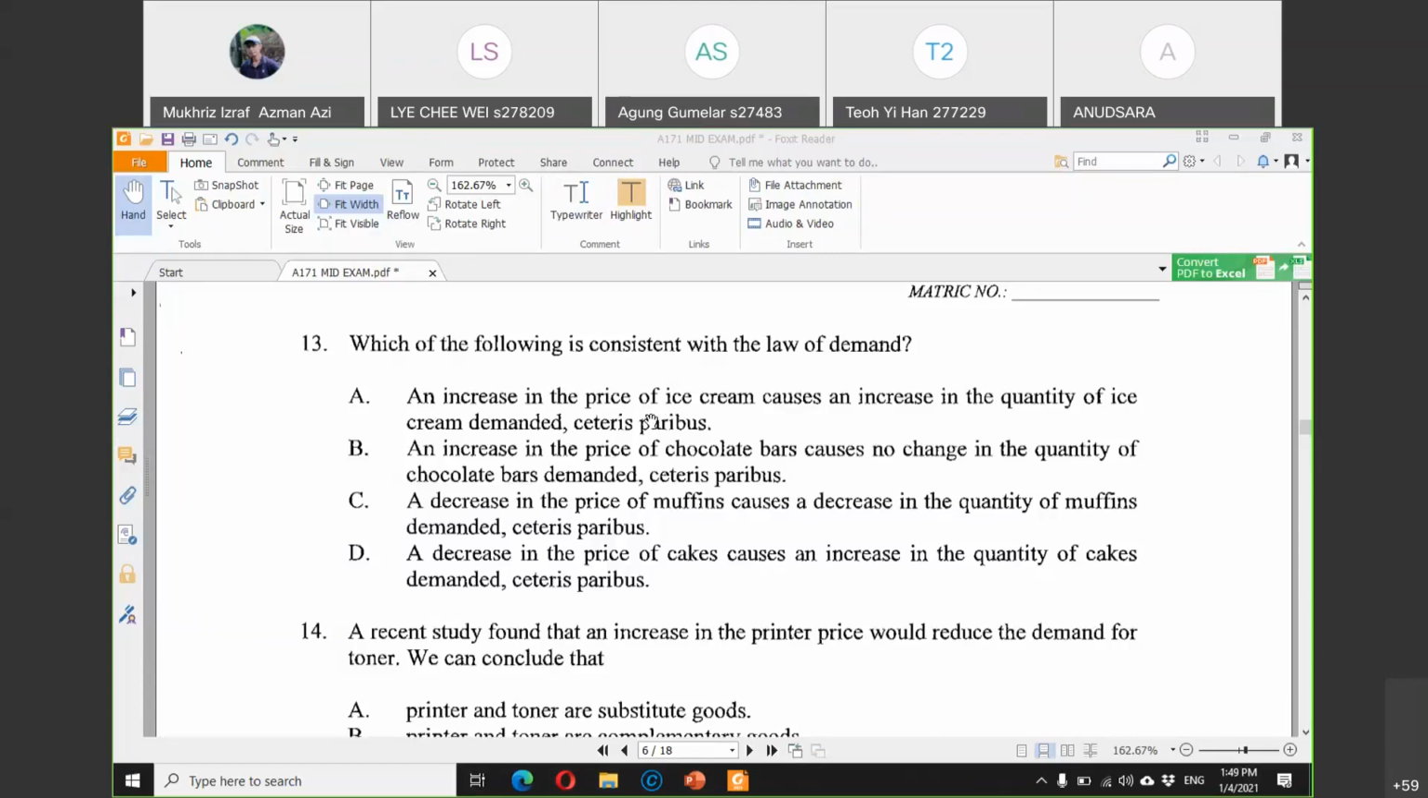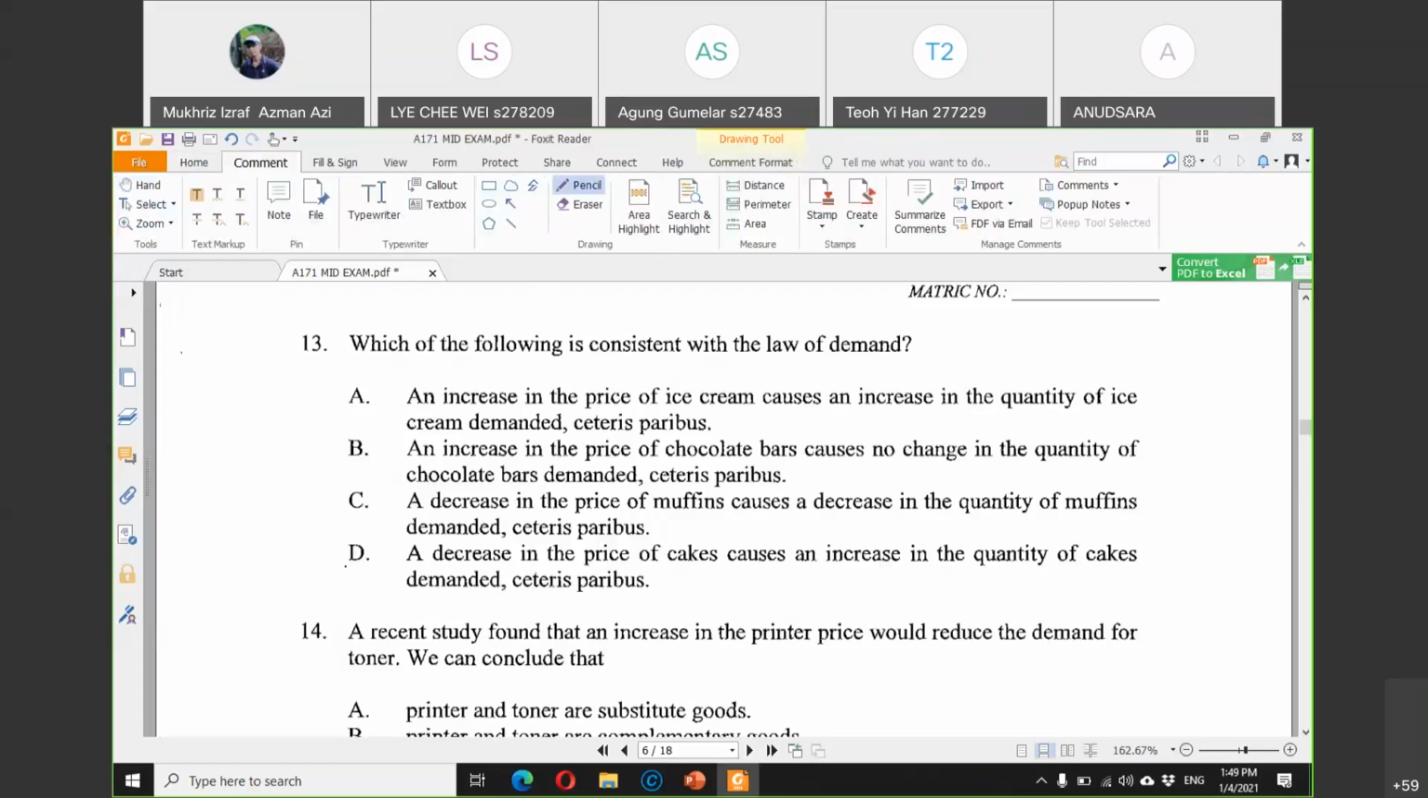The answer should be a decrease in the price. So you choose D: a decrease in the price of cakes causes an increase in the quantity of cakes demanded, ceteris paribus. So this seems to be the best answer, the correct answer.